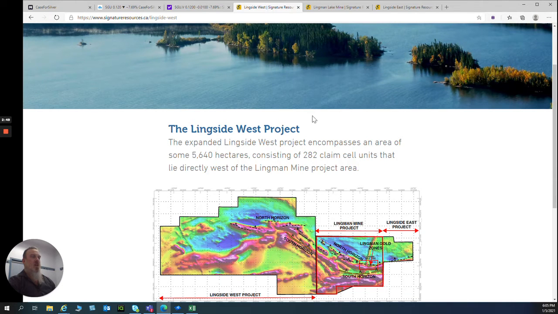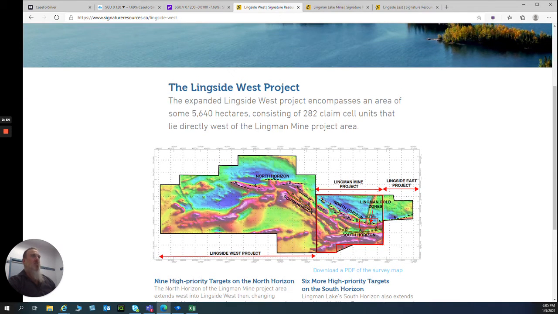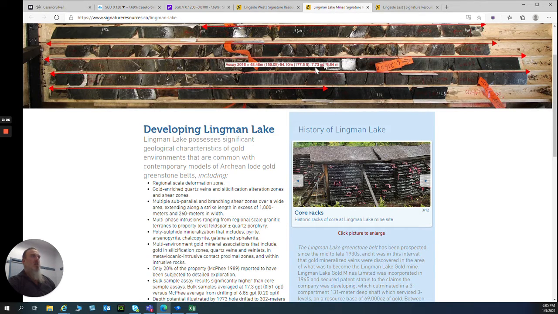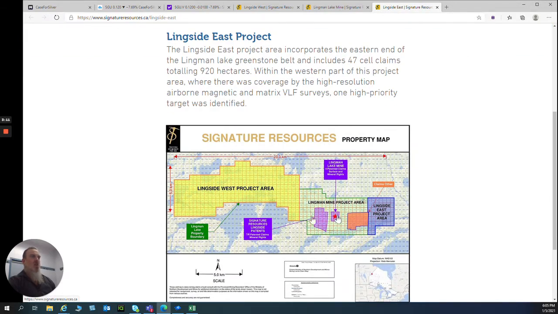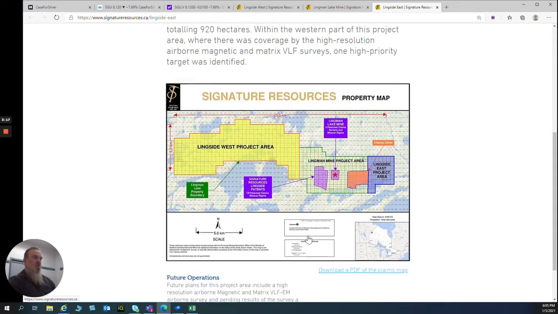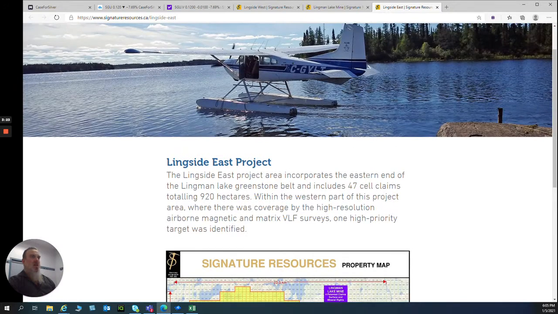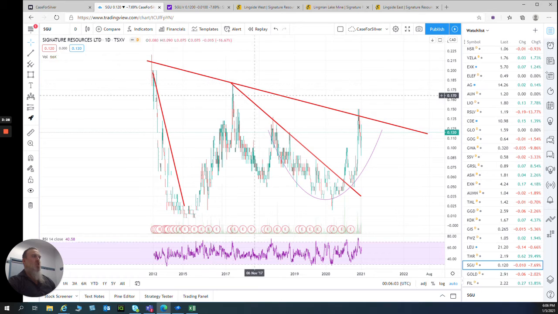When it comes to their projects, I'm not a geologist, so I'm not going to go into drill results and everything, but they've got 3 projects. They've got the Lingside West project. I love the pictures. This is where I go fishing, so a lot of their work is in Ontario, Canada. So the Lingman Lake project, and also Lingside. You can see they own the claims to these properties. So it's very junior exploration. It's a gamble bet in my view. So that's my take on SGU.